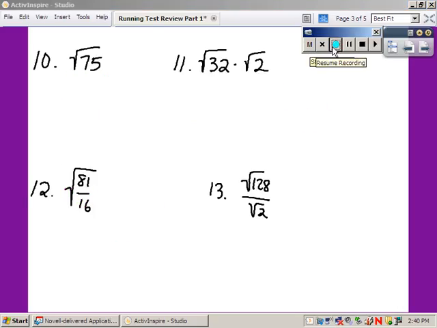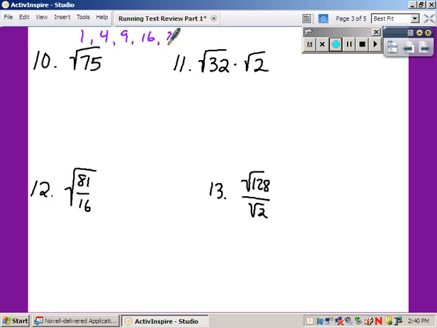Okay, the directions for these problems say simplify. That takes us away from leaving decimal answers into giving the most simplified square root answer. So this is the one where you're going to need those perfect squares. So it's usually a good idea to make a list of them very quickly.